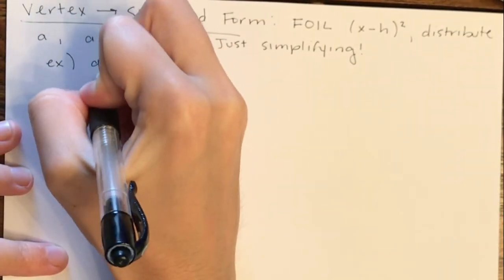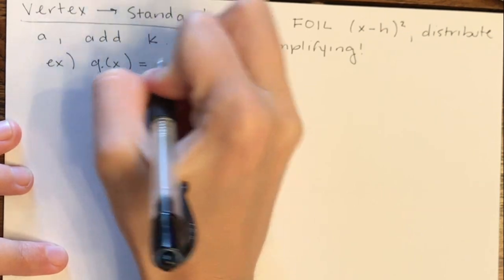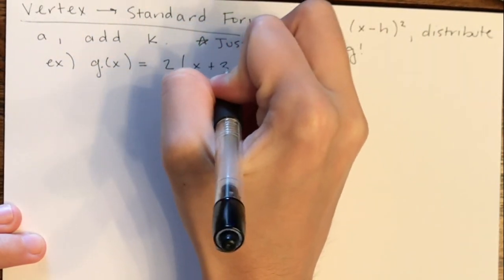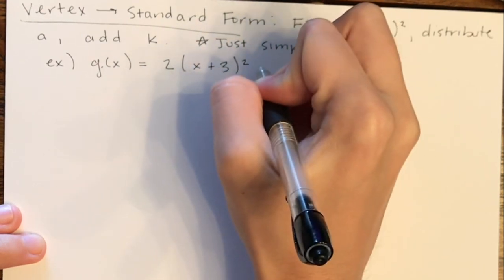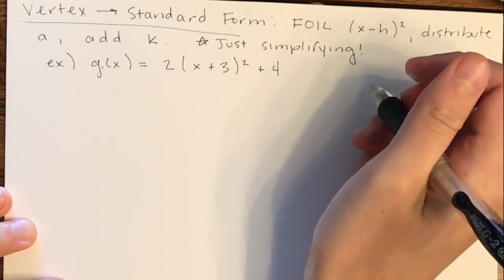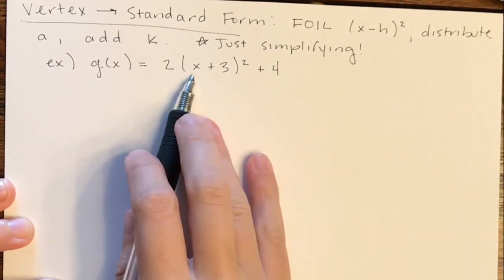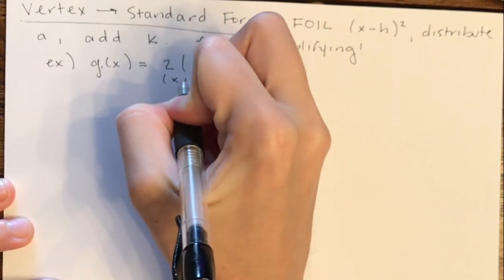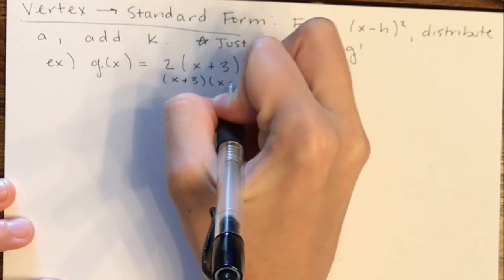So g of x is 2 times x plus 3 squared plus 4. Again, let's look at the same example. So remember, we're just simplifying. So let's go ahead and FOIL out this x plus 3 times x plus 3.